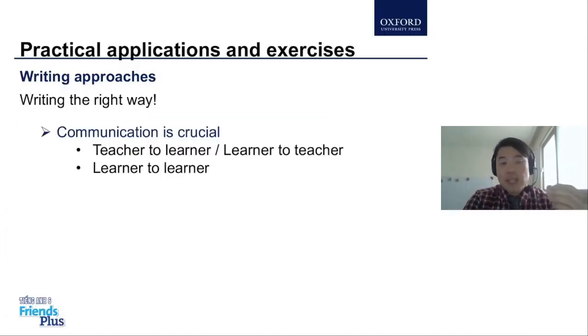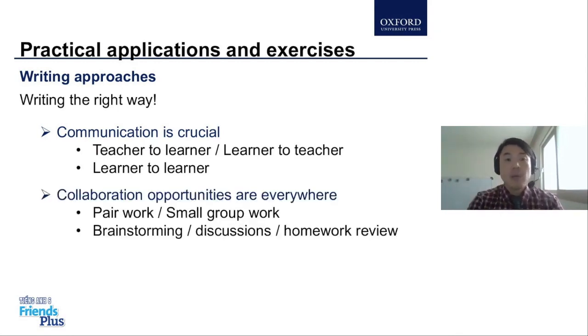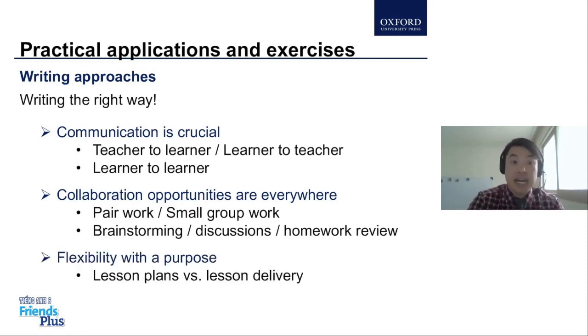Now, no matter what approach you use, the process or product, it's very crucial that if you want to be writing the right way, you have to make sure communication is clear and important. Not just communication from teacher to student, but student to student and student to teacher. We also have to make sure that collaboration opportunities are always available: brainstorming work, partner work, small group work, discussions, homework review, reading other people's paragraphs and writings, giving each other feedback. We always want to make sure that collaboration opportunities are in and available in the class.